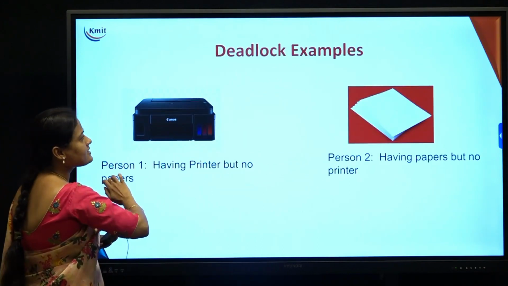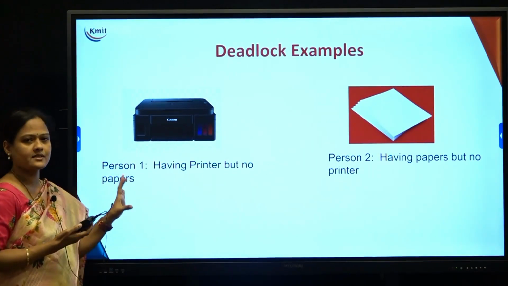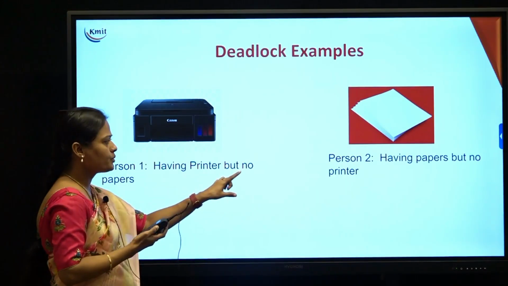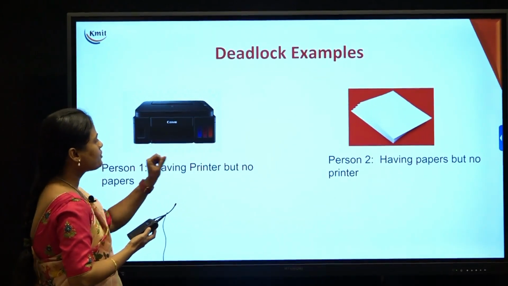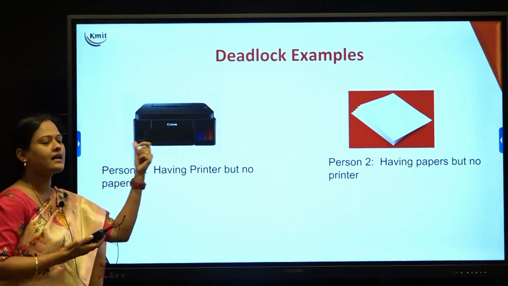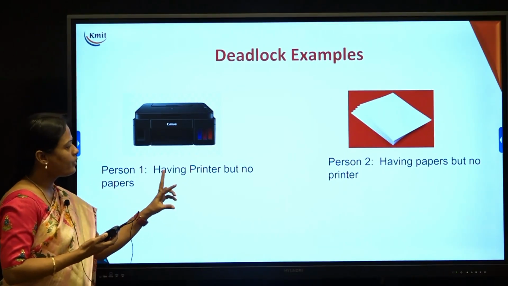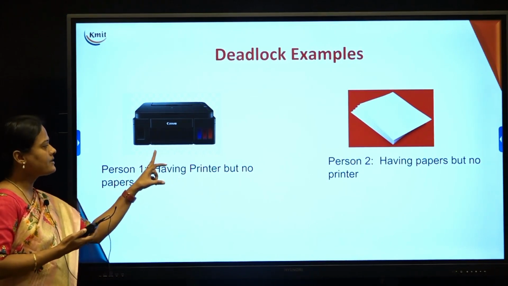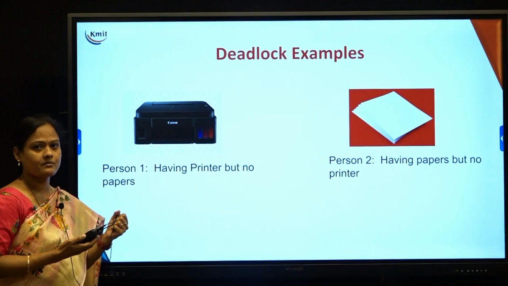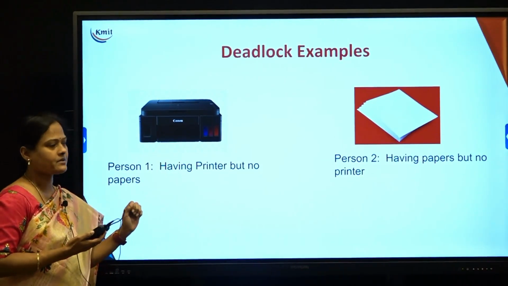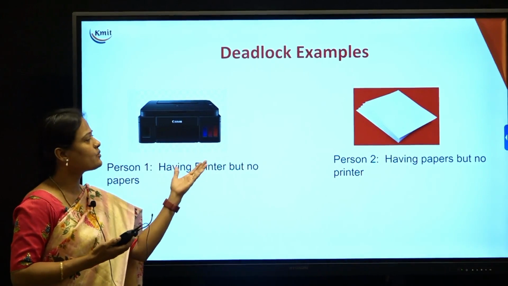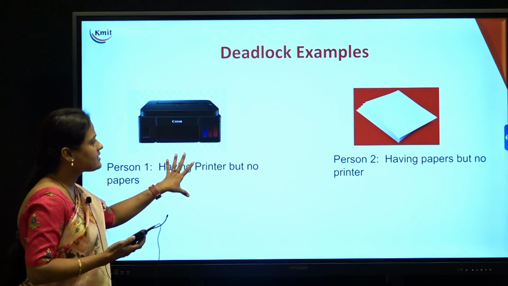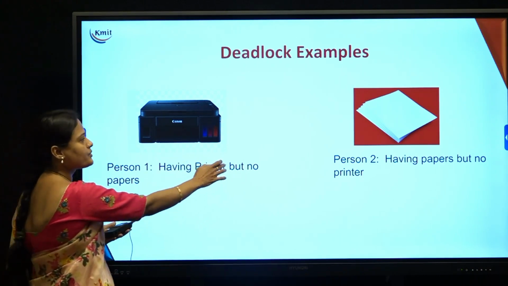Now, we will see real-time examples. For example, I have two persons. Think of person 1 as process 1 and person 2 as process 2. And I have two resources here: one resource is the printer, the other is the paper. Both these persons want to perform a task, which is to take a print. Now, one person has a printer but does not have any paper, so he will be waiting for the other person to give the paper. Similarly, person 2 has paper but does not have the second resource. Neither of them can continue their printing job. So this is a normal example that leads to deadlock.